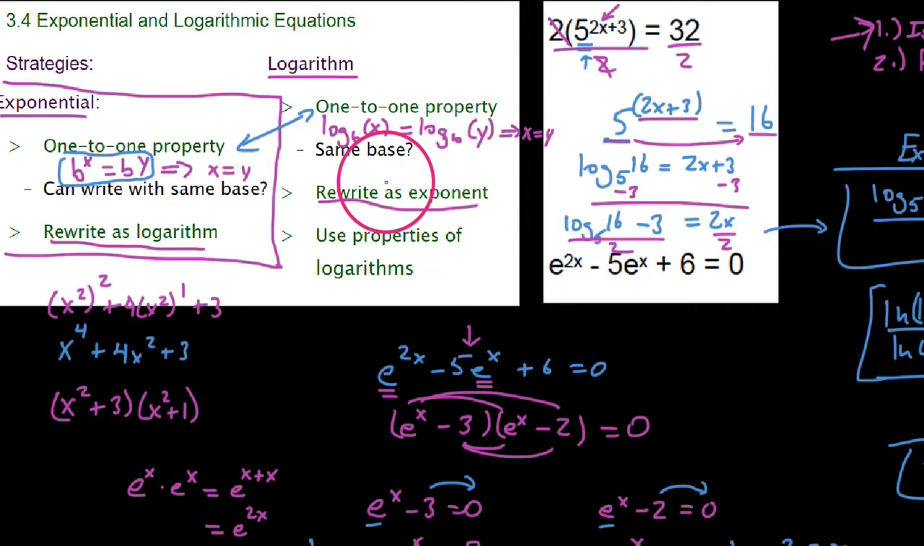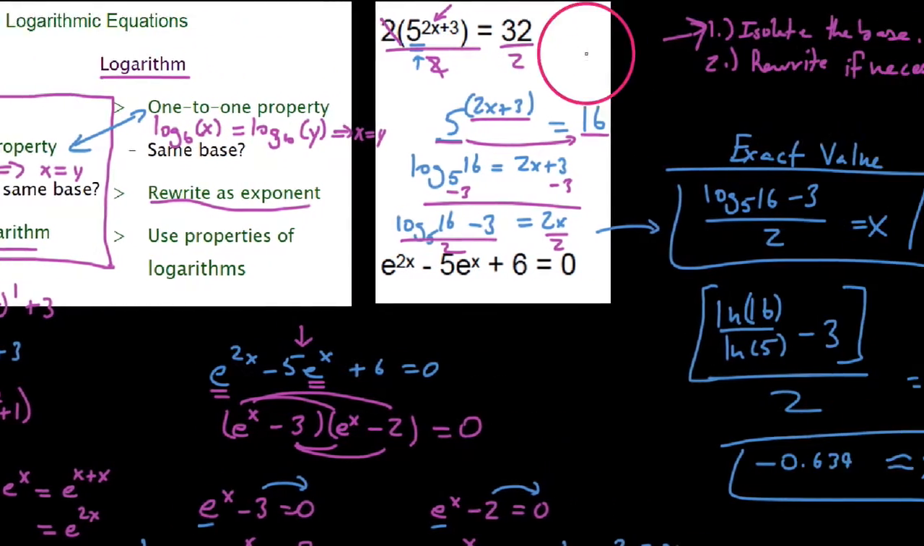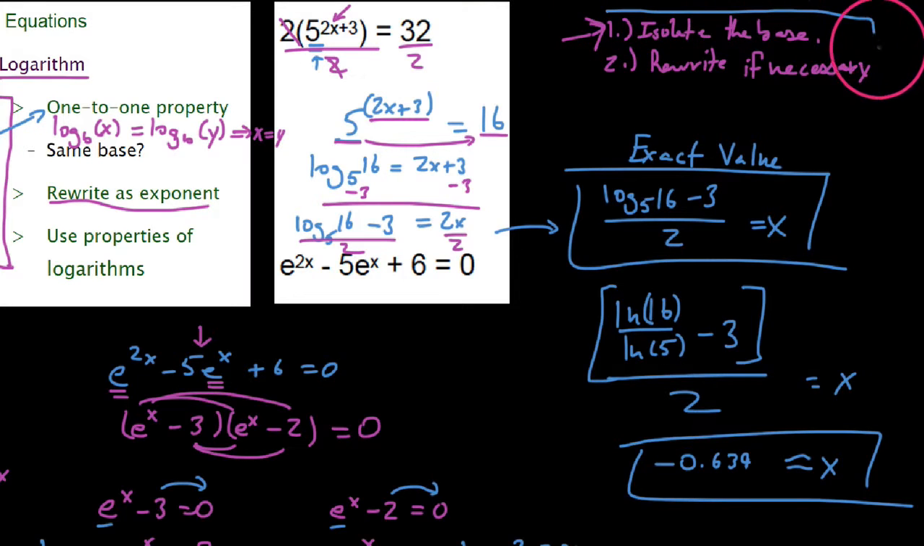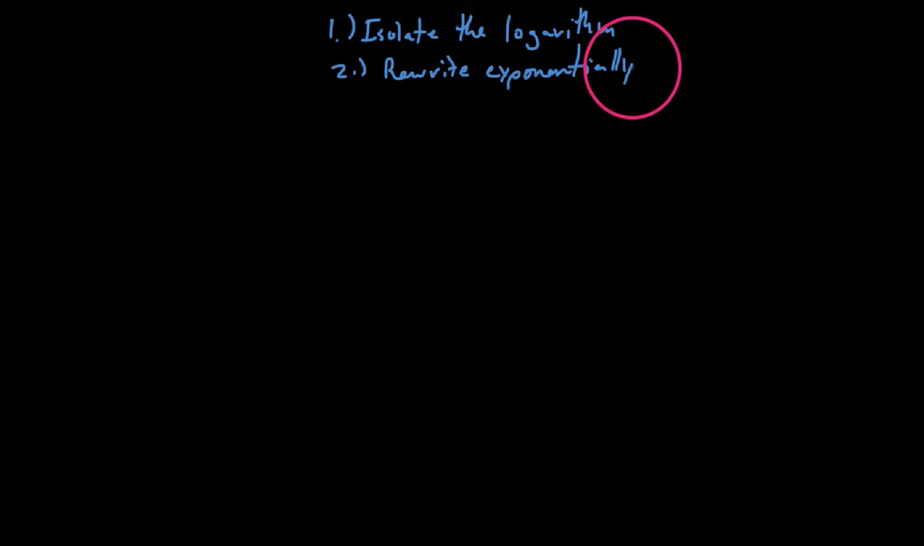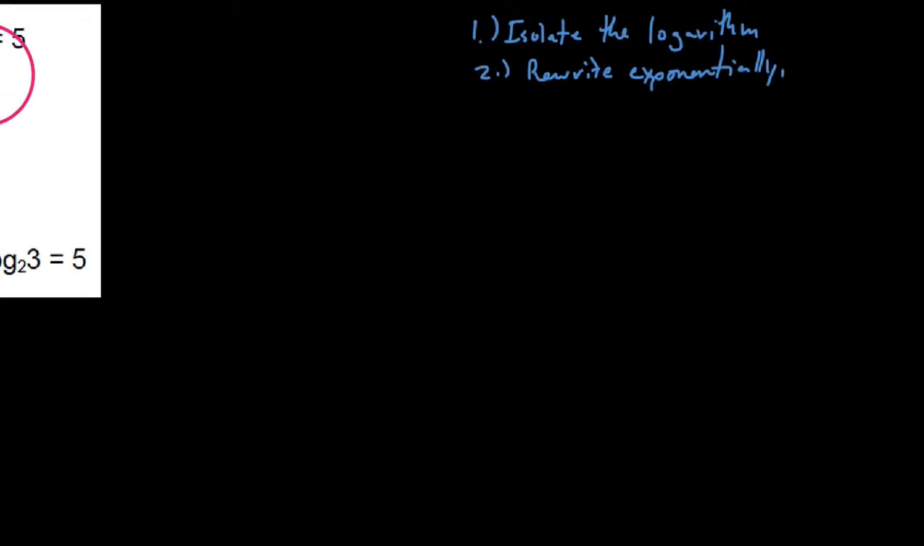But essentially what we're going to do is isolate the logarithm and then rewrite it as an exponent. Whereas we isolated the base of our exponential expressions and then rewrote it if necessary, in this case we're going to isolate the log. So let's write that down. Isolate the logarithm to solve this equation. And then our second step will be to rewrite exponentially.